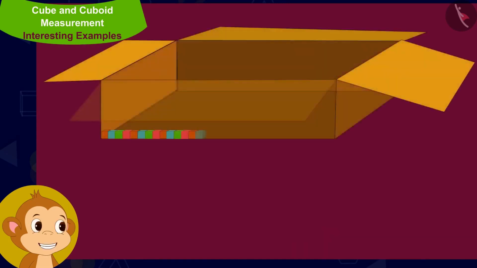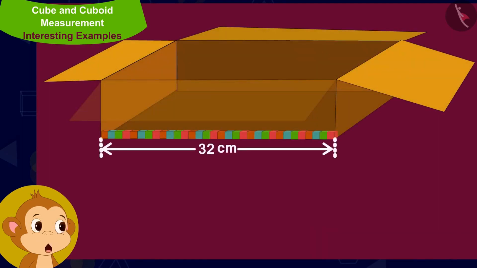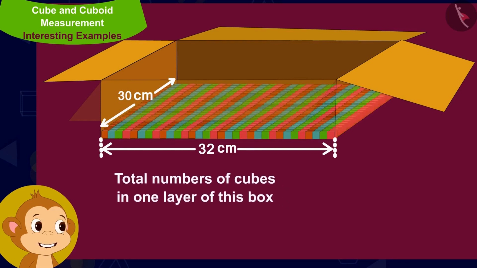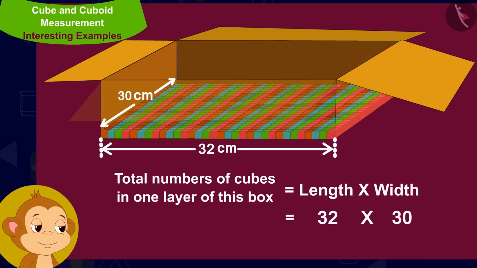Now, the length of this cuboid shaped box is 32 centimeters or 32 cubes of dimension 1 centimeter each. Its width is 30 centimeters or 30 cubes of dimension 1 centimeter each. This means that in one layer of this box, there are its length times width, or 32 times 30, 960 cubes of dimension 1 centimeter each.